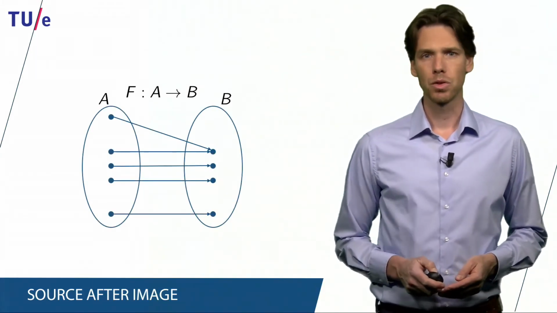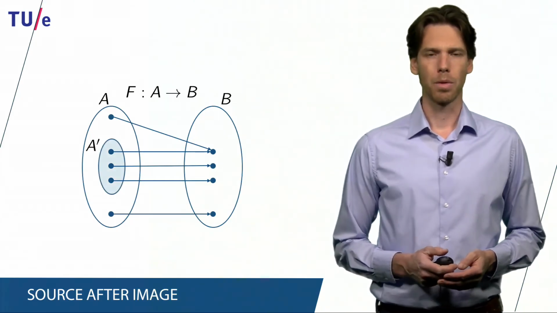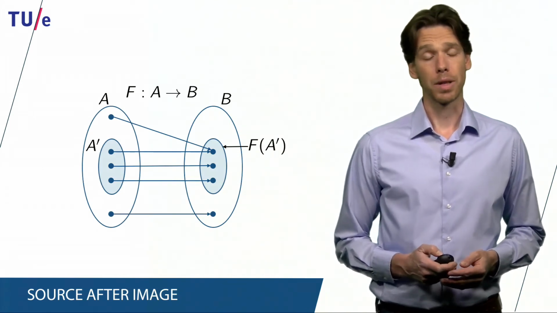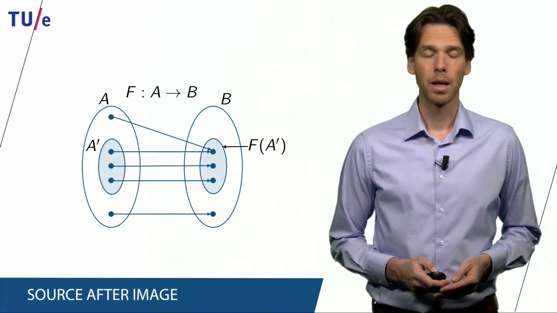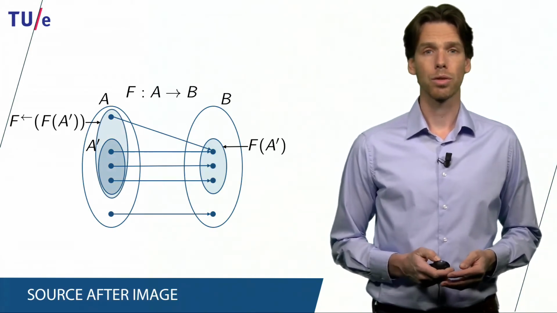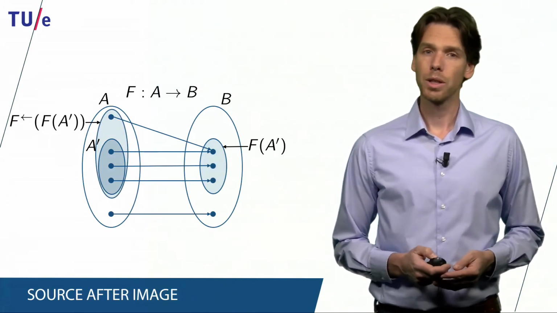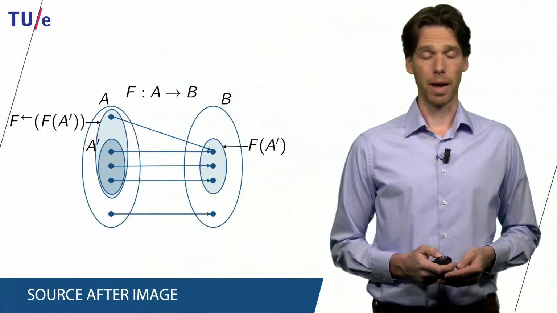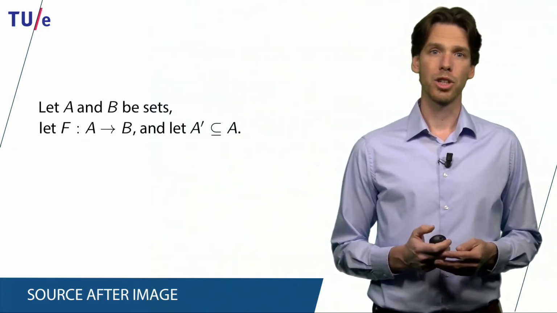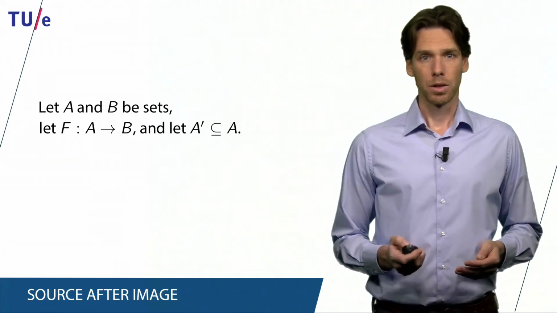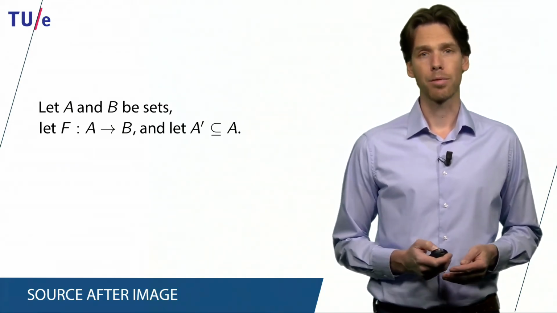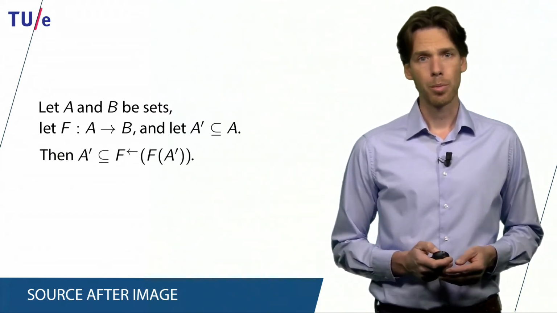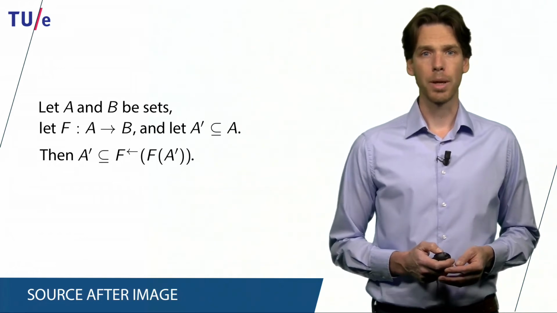Let's now investigate what happens if we take a subset A' of the domain of some mapping, compute the image under F of this A' as a subset of the codomain, and then return to the source of that subset. Now, as you can see from the picture, A' seems to be a subset of the source of its image under F. Let's formulate this as a general fact about mappings. Suppose that we have two sets A and B and a mapping from A to B, and we have a subset A' of A. Then A' is a subset of the source of the image under F of A'.